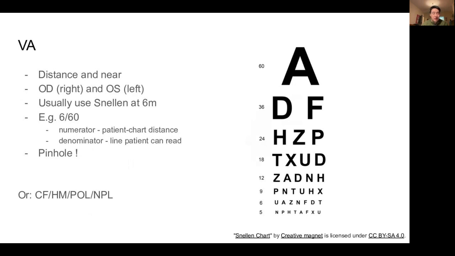Sometimes people use the nomenclature OD and OS. OD is right, OS is left, and they usually use a Snellen chart, which is the one that we've got on the right, and it's usually done at 6 meters. So, for example, if someone had 6/60 vision in here, the top number is the patient-to-chart distance, so it's 6 meters, and the denominator, the bottom number, is the line that the patient can read. So, on this chart, that would be A.